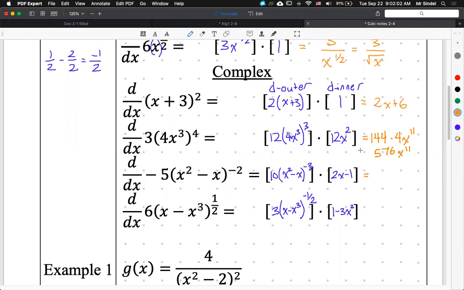Down here, trying to do the mental math really quickly. I have a 10 in the top. 10 times this 2x minus 1. If I distribute the 10, I really get 20x minus 10. And then the denominator is going to be this term because it has a negative power, right? So this can be x squared minus x, all of this to the power of positive 3. And this bottom one is going to be, again, distributing the 3 into this term for the numerator. So I get 3 minus 9x squared in the numerator, and in the denominator, I still have that square root of x minus x cubed.